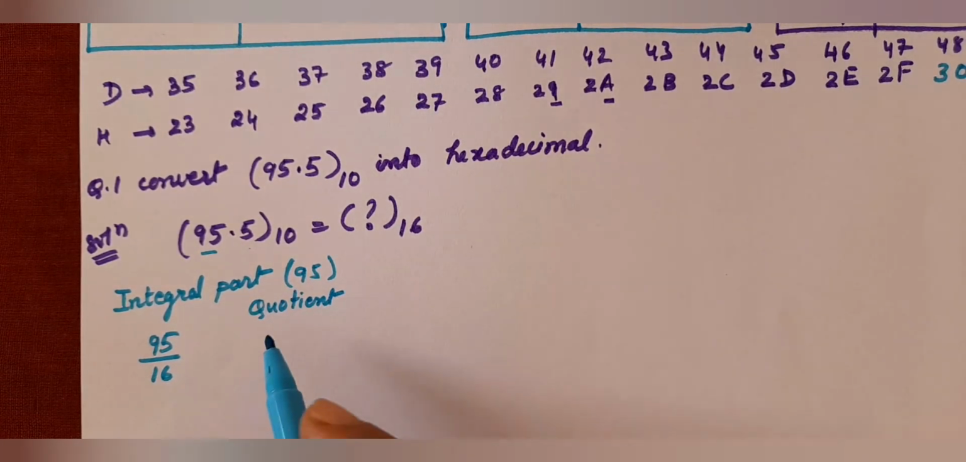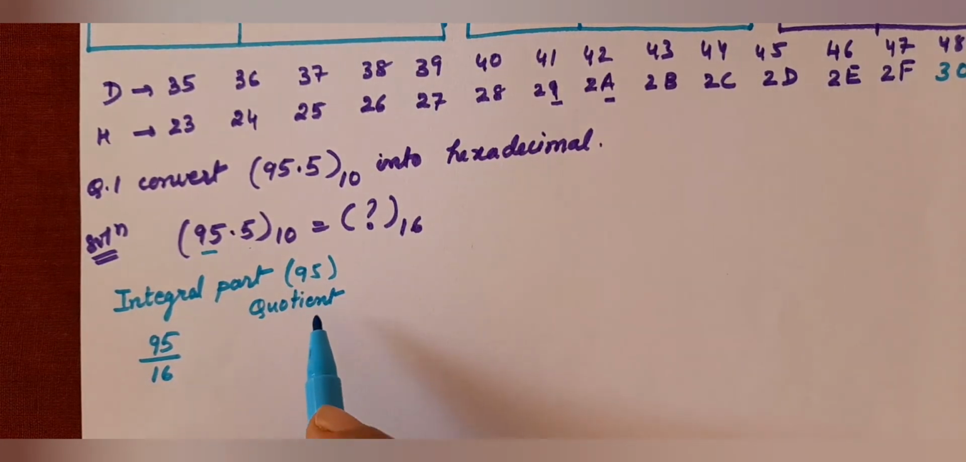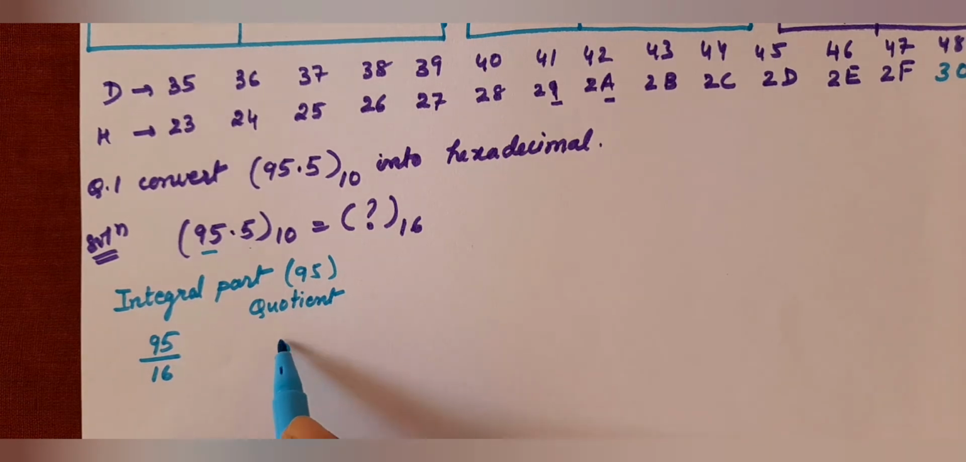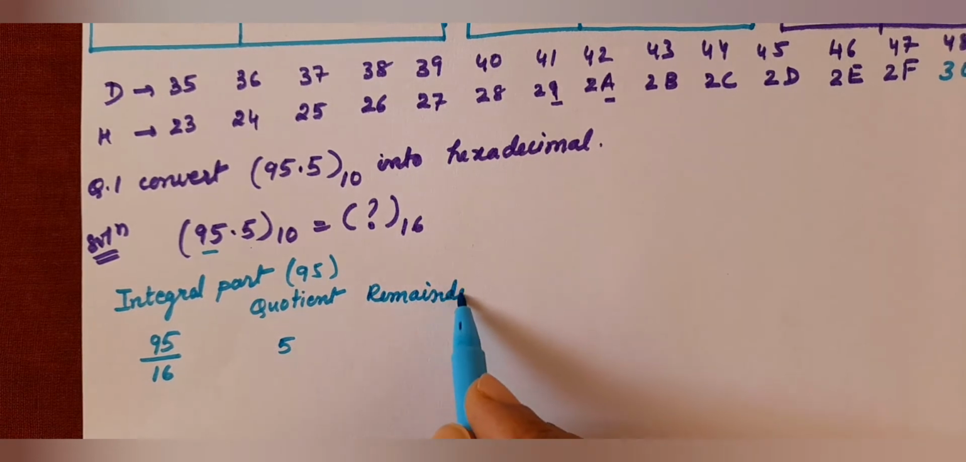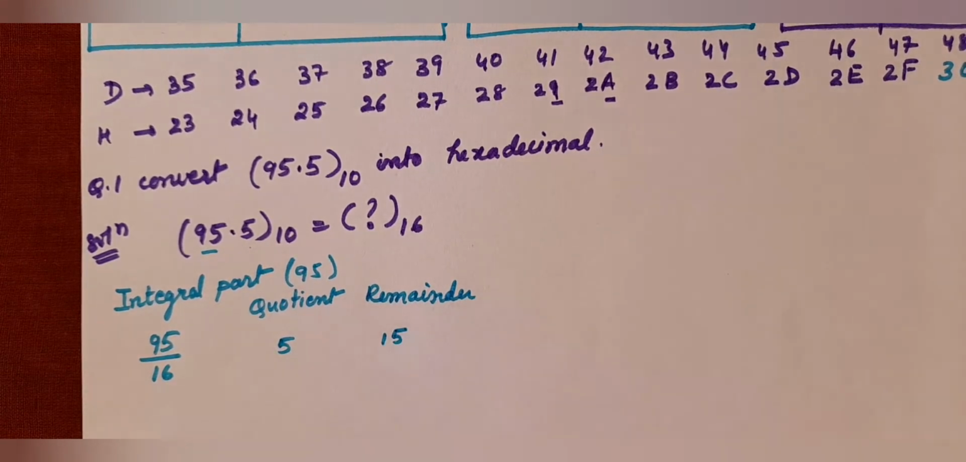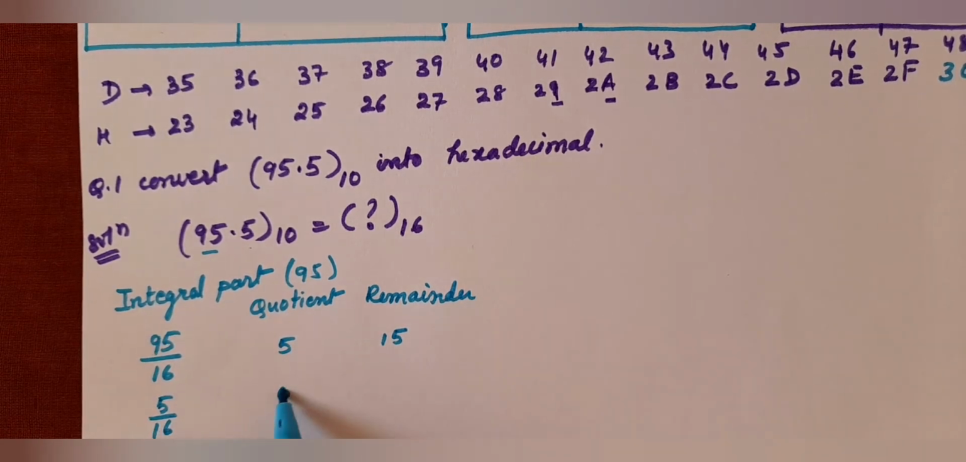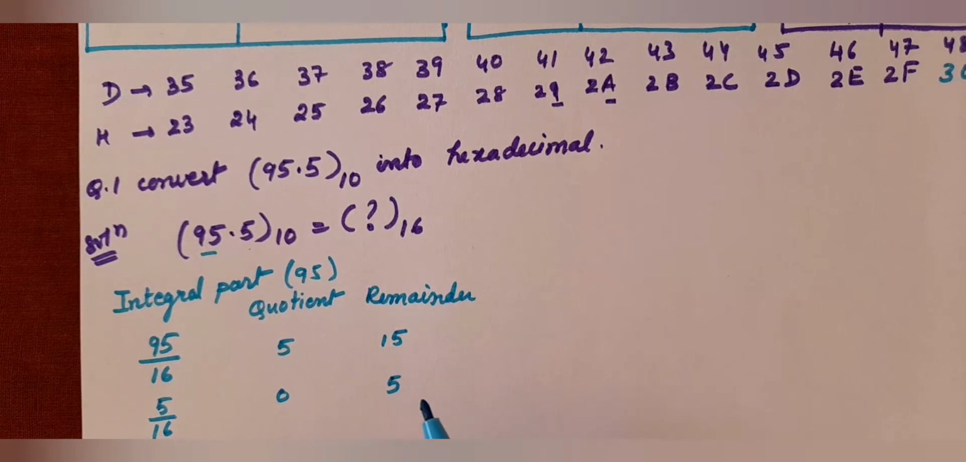Quotient is coming to be as 5. What is the remainder? Remainder is coming to be as 15. Okay. So, now divide 5 by 16, the quotient is 0, the remainder is 5.